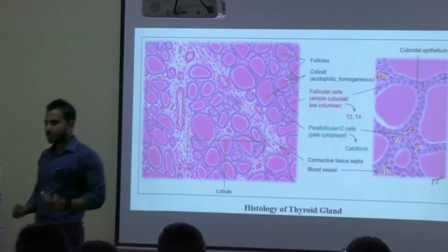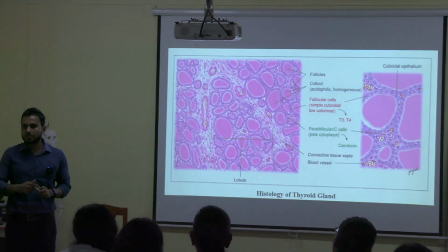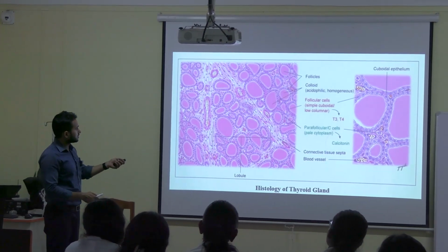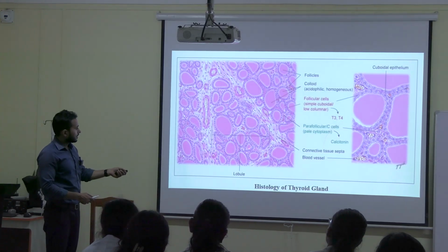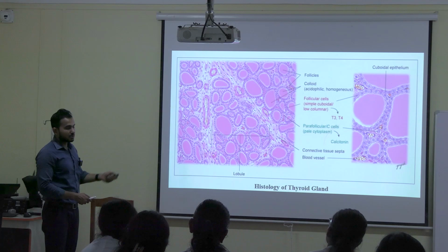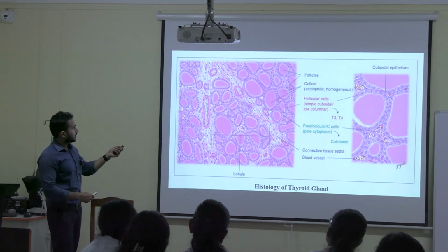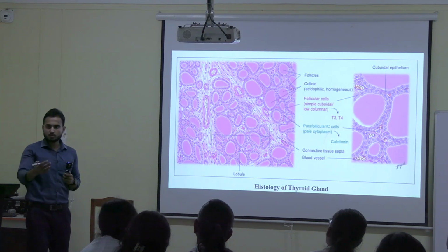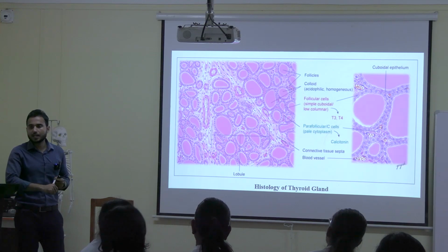Now concentrate on any of the lobules. What can you see in the lobule? Follicles. See, this is the connective tissue septa, this is the connective tissue septa, this is a lobule. Now inside the lobule, what can you see? Follicles. Now if you take one particular follicle, you have to zoom in a bit, that means you have to go under high magnification.